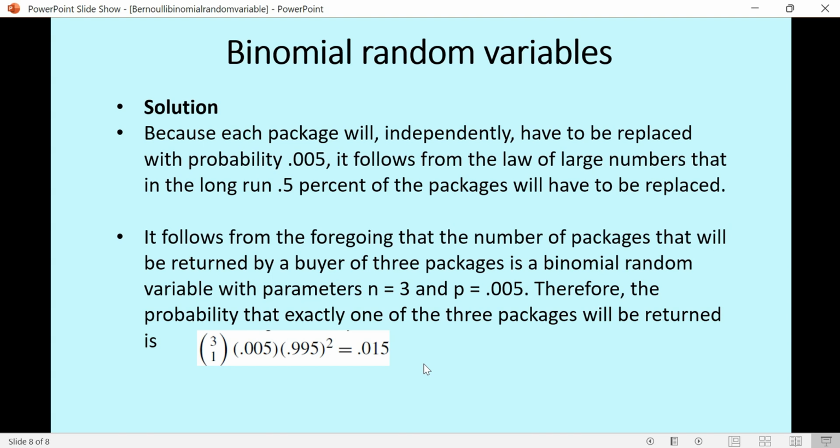So about 1.5% probability, about 1 in 66, that the customer will get exactly one package returned.